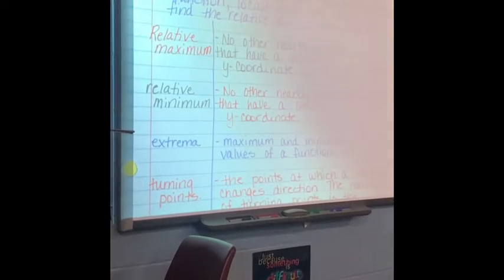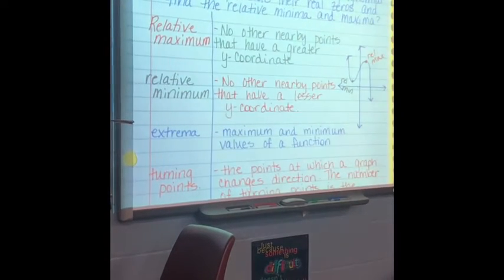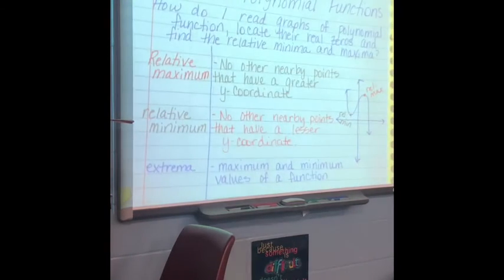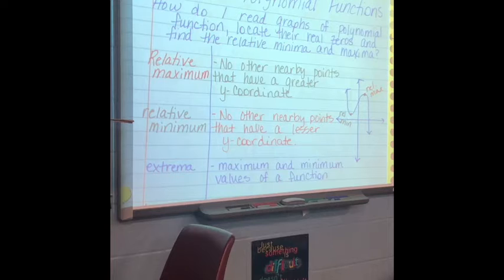All right, so 5.4, we're analyzing graphs of polynomial functions. We're going to look at reading the graphs, locating their real zeros, and finding the relative minimum and maximum. So back when you first started looking at maximum and minimums on graphs, you talked about the highest point and the very lowest point, right? The highest is the maximum, the very lowest being the minimum.